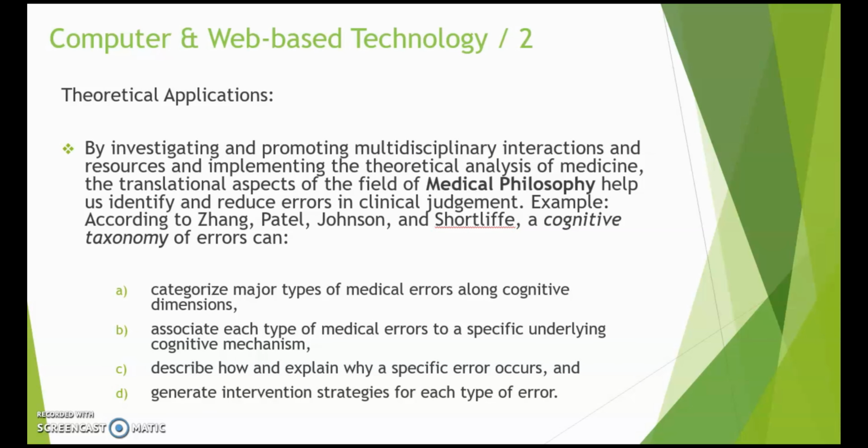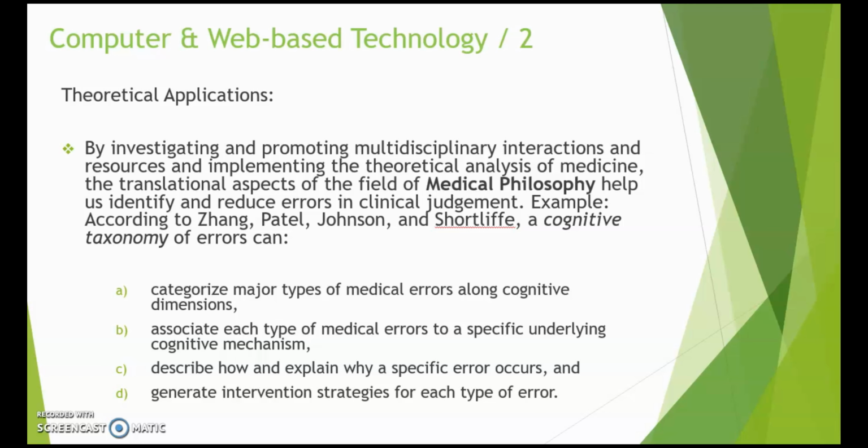Theoretical applications. By investigating and promoting multidisciplinary interaction resources and implementing the theoretical analysis of medicine, the translational aspects of the field of medical philosophy, notice here it's not philosophy of medicine, it's medical philosophy, help us identify and reduce errors in clinical judgment. This is a brief article that I wanted to quote here. You find the bibliographical references in the module.